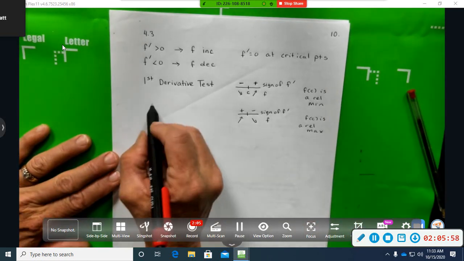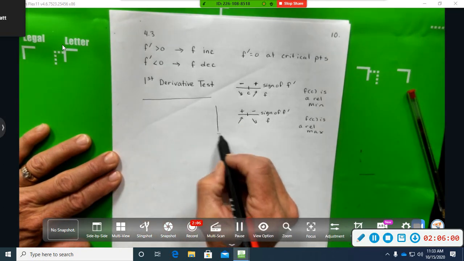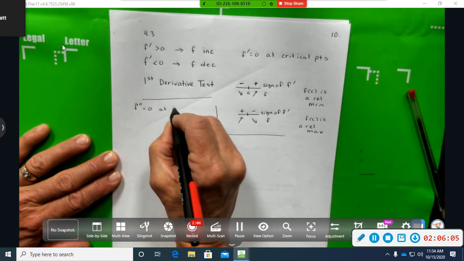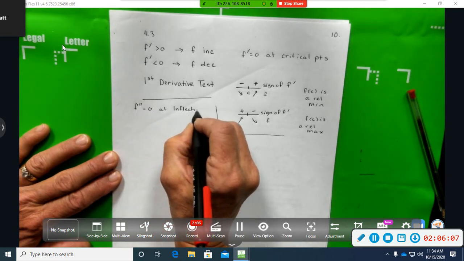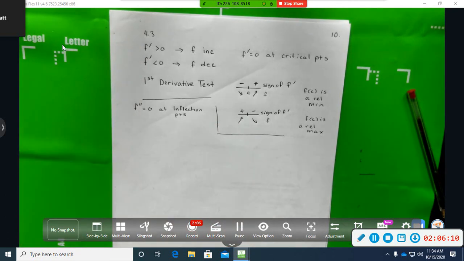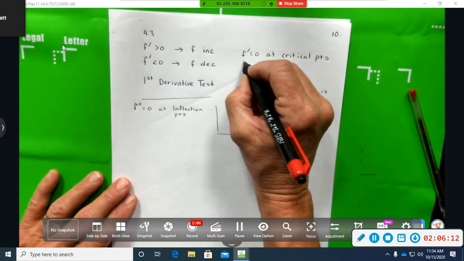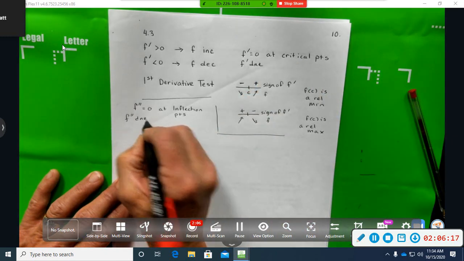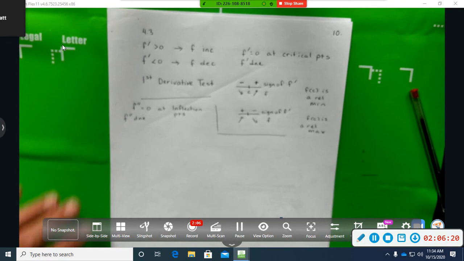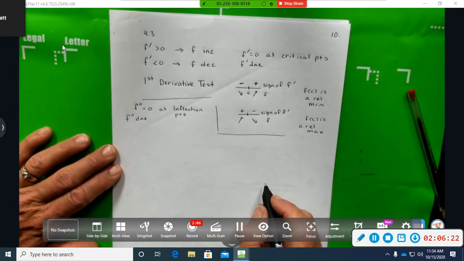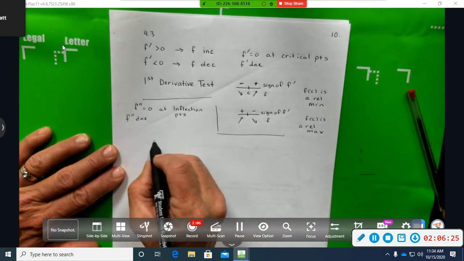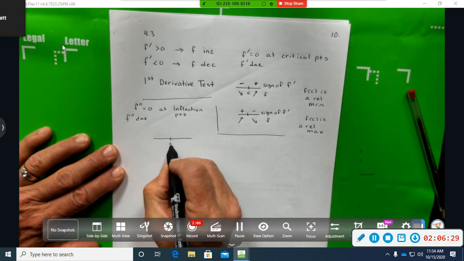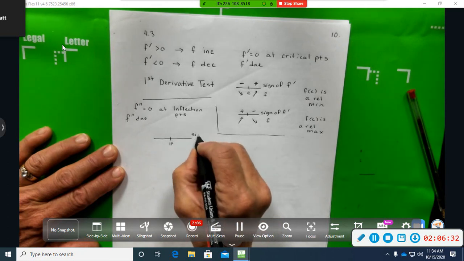The next thing we found out was that the second derivative is equal to 0 at places called inflection points. Not only equal to 0, we can also say where f prime does not exist or where f double prime does not exist. Those are called inflection points. Technically, they're not an inflection point unless concavity changes. But if I have an inflection point, I'm going to call it inflection point IP. And I look at the sign of the second derivative.